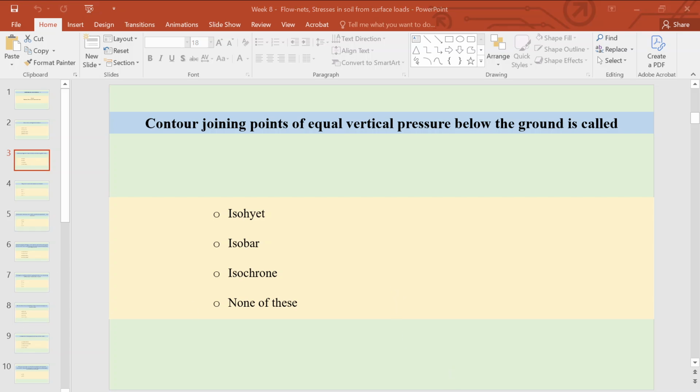A contour joining points of equal vertical pressure below the ground is called? First option, iso height. Second option, isobar. Third option, isochrone. Last option is none of these.